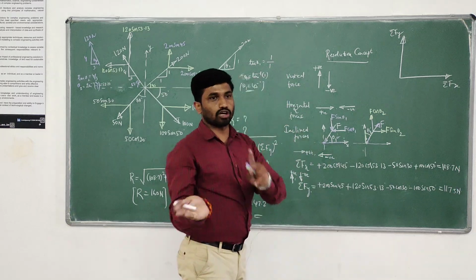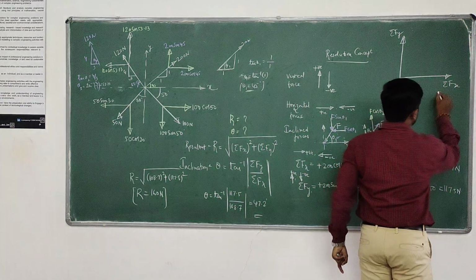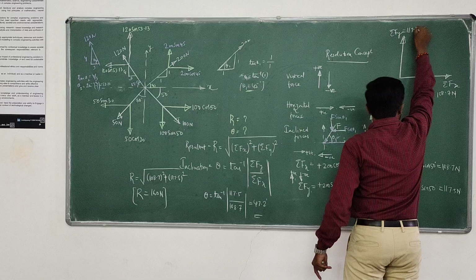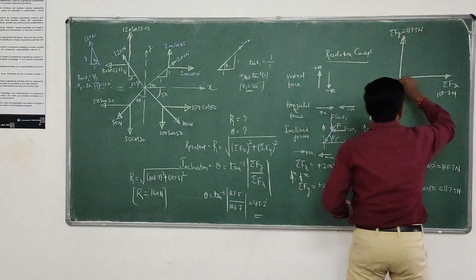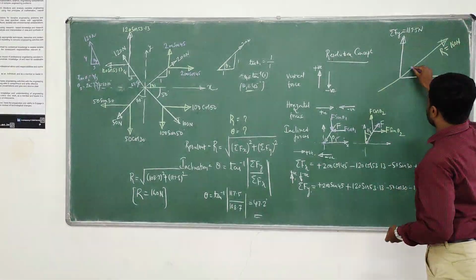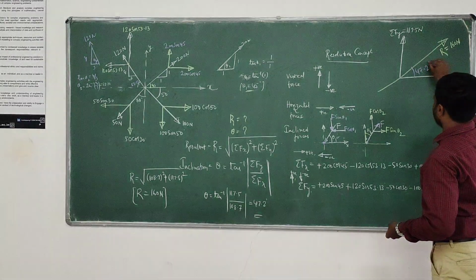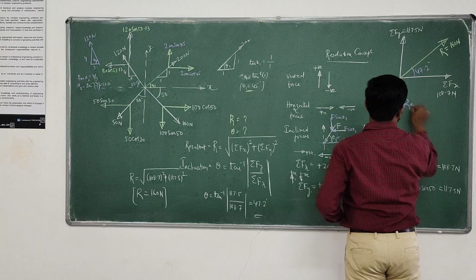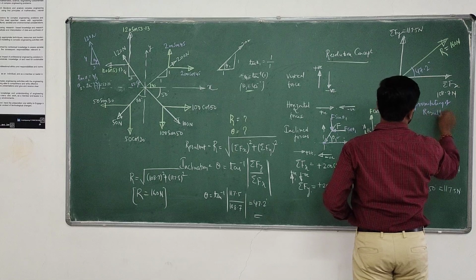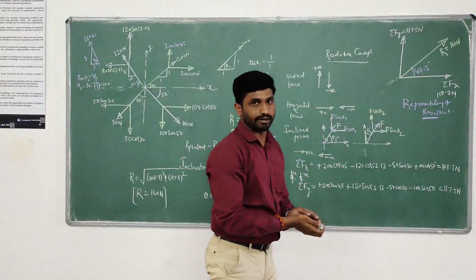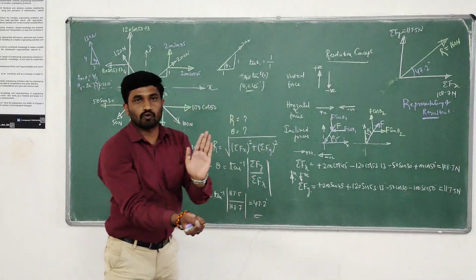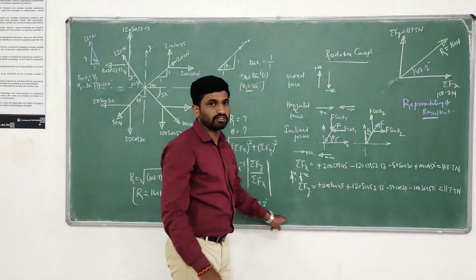It will come in the first quadrant. Both are positive. So what is the value of sigma fx? 108.7 Newton. What is the value of sigma fy? 117.5 Newton. Then the resultant lies in this quadrant. This is the R value. R value is 160 Newton and the inclination is 47.2 degree. This is the representation of the resultant. First, sigma fx positive, sigma fy positive. Within that first quadrant, R will lie. This is the R value at an angle of 47.2 degree.